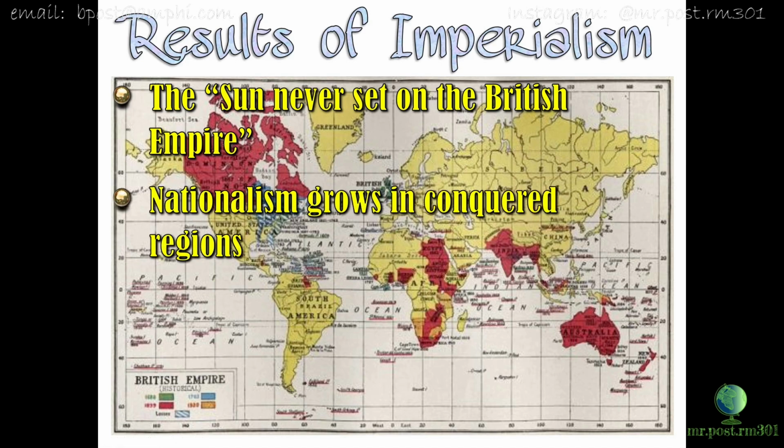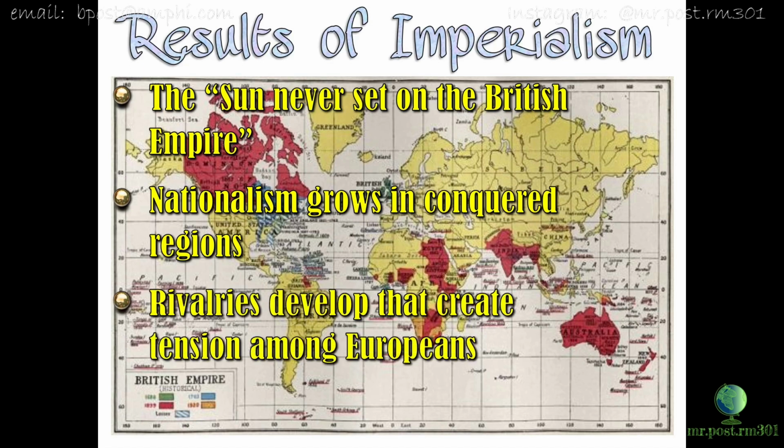Nationalism grows in some of these conquered regions. The resentment against these imperialistic powers is growing. That will lead to a lot of conflict later on. You also get rivalries develop among Europeans over who has what, who has conquered what territory, who is getting wealth from what territory. And all of these things really start leading into a lot of tension among these different countries.